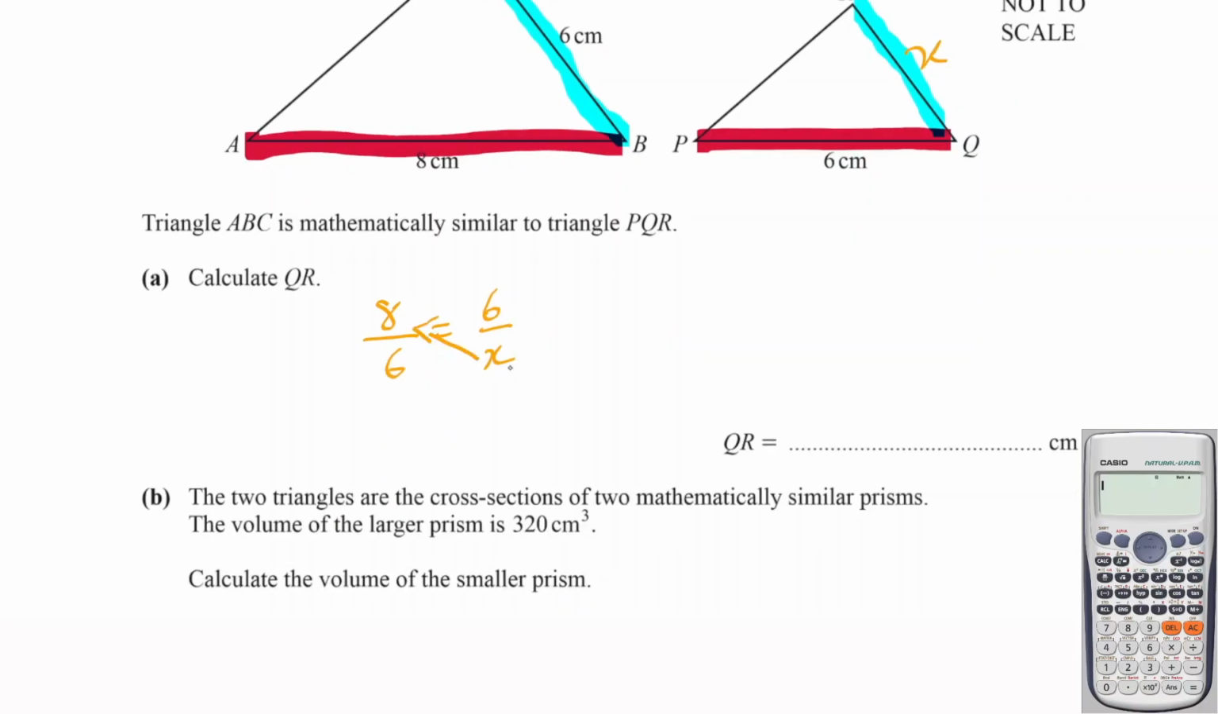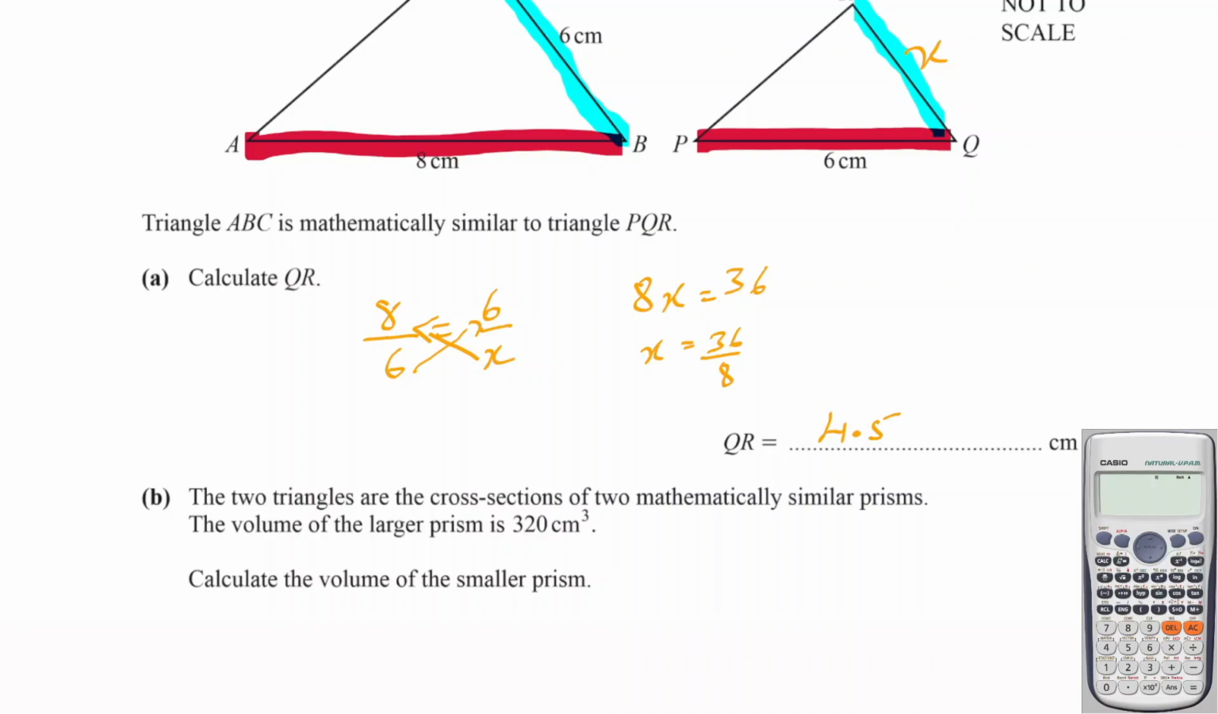So let's cross multiply and find the value of x. This goes there, multiplied with 8. So 8 into x equals 6 times 6 is 36. So x will be equal to 36 by 8. If I use my calculator, 36 divided by 8, I'm getting 4.5. So QR will be equal to 4.5.